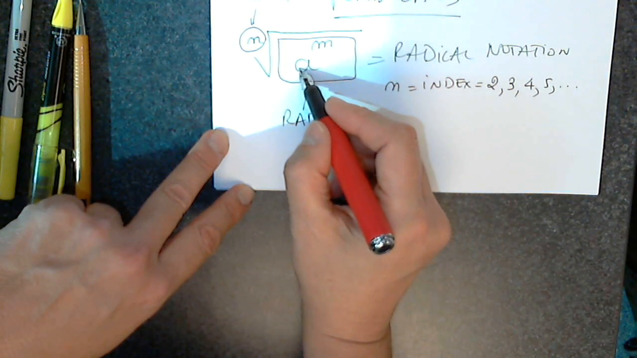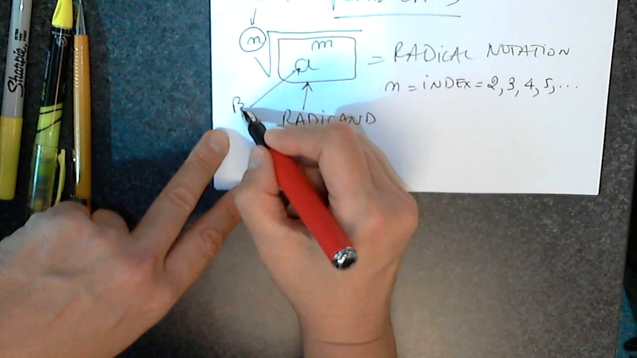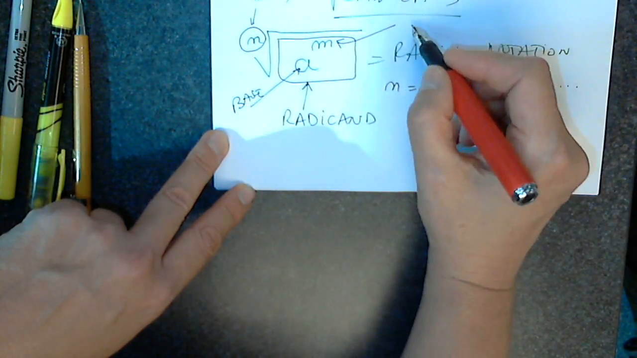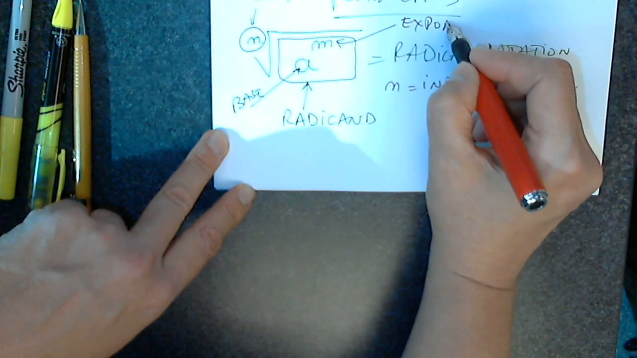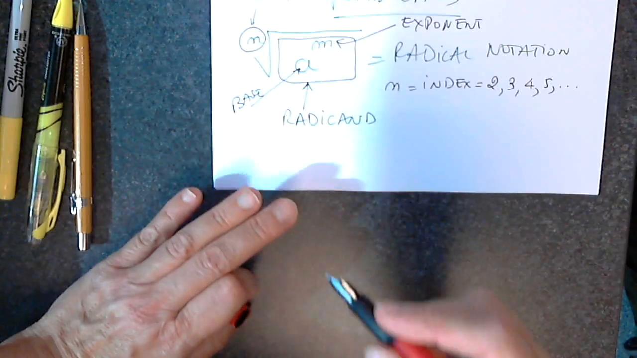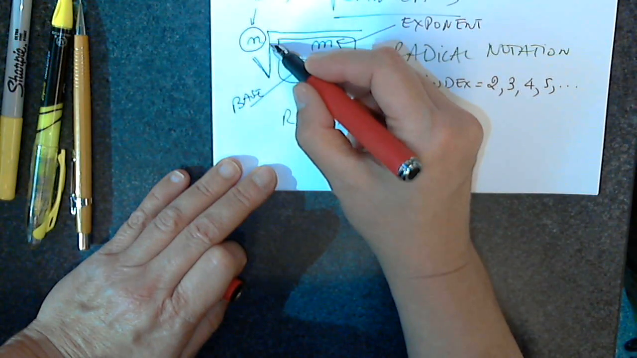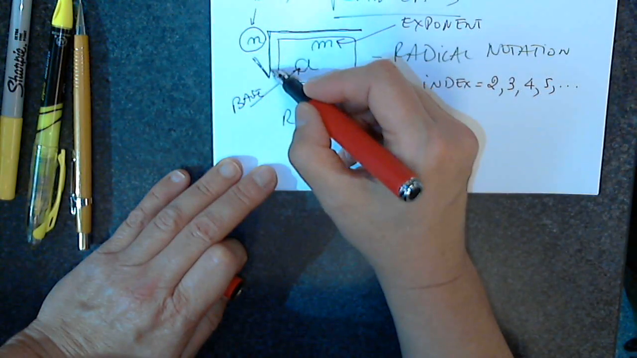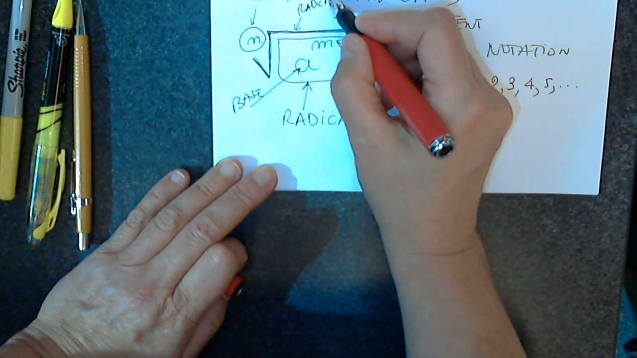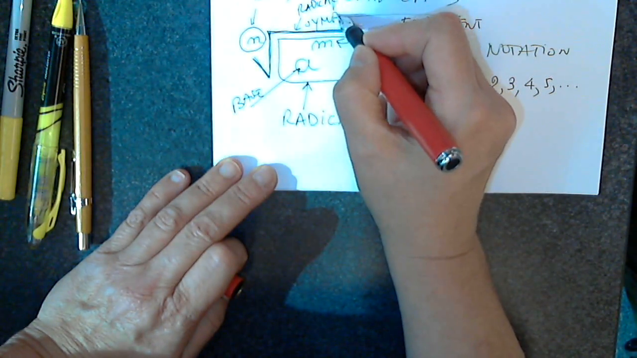Of course, the radicand has a base, which is a, and it has an exponent, which is m. And what is this? This is the radical symbol. That's how we represent a radical. So I'll say radical symbol.